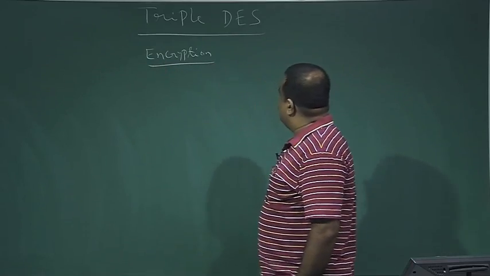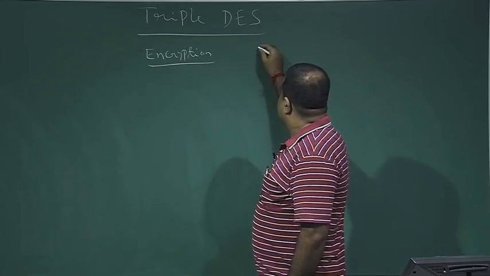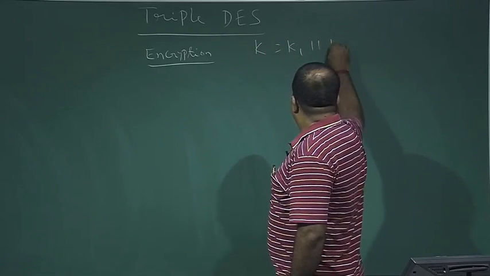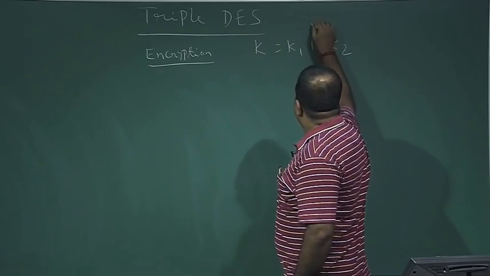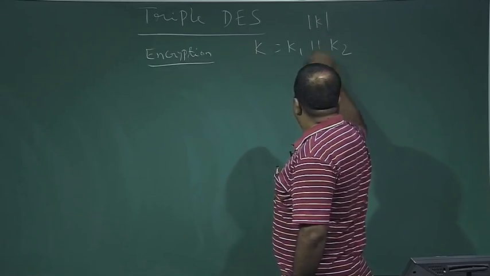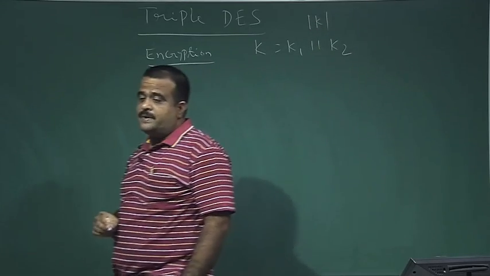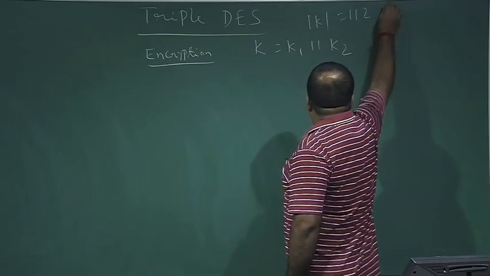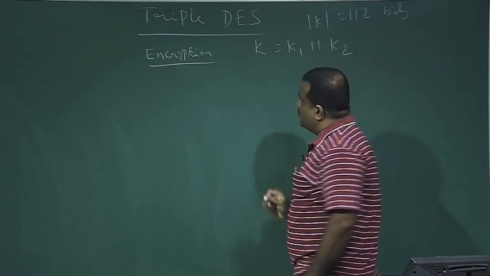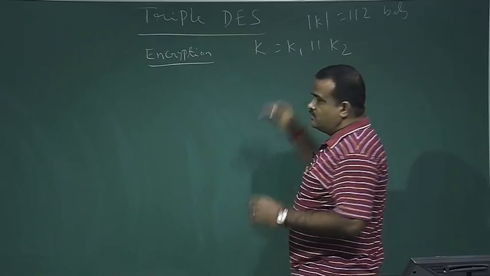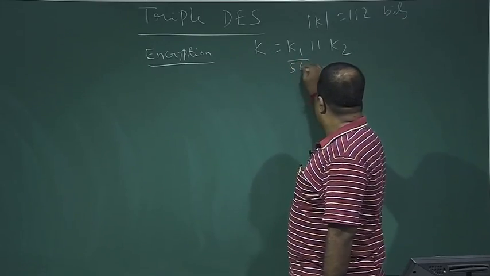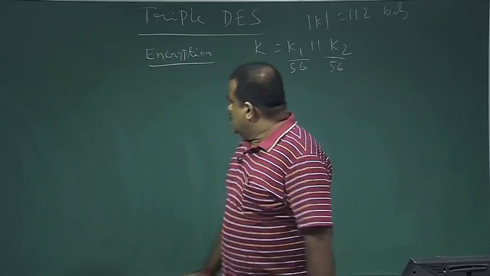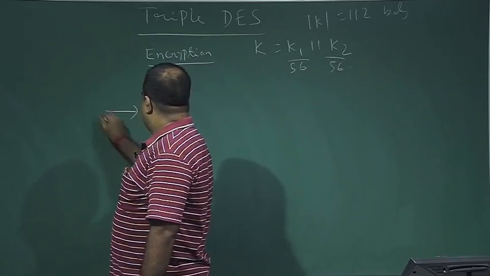So here the key has 2 parts, K1 and K2. Each is 56 bit, so it is basically 112 bits. This is the key size for triple DES. So we just break the key into 2 parts. This is 56 bit and this is 56 bit. Basically we want to use the DES. So this is the plain text X.